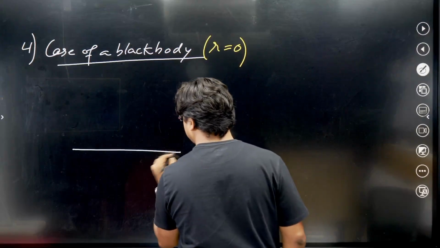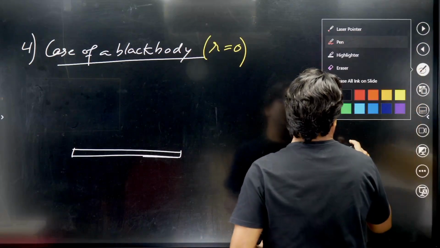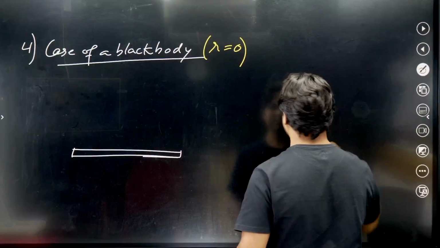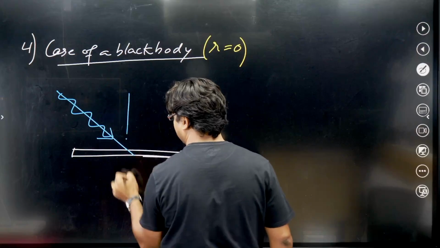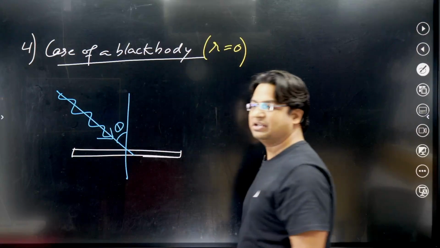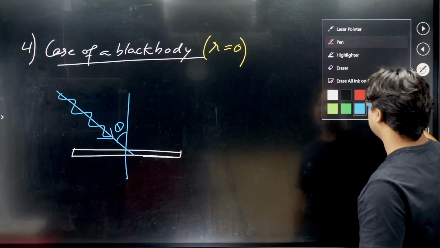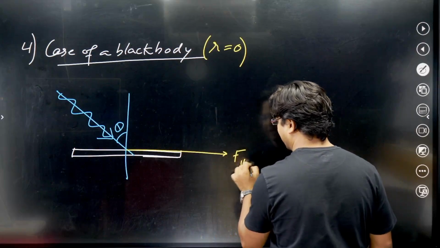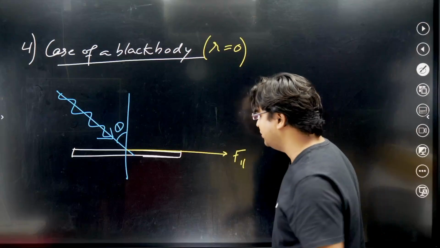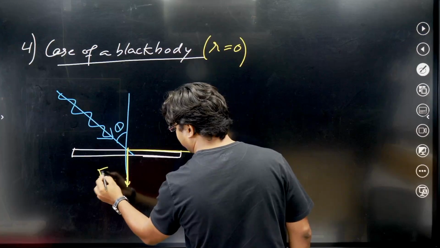So let's say this is the plate, and light is coming at an angle. Let's say from here light is coming. This angle is theta. Everything else is the same, like the symbols I'm keeping the same. Now let's say there was a force in this direction which was F parallel, because this time F parallel will be non-zero, and let's say this was F perpendicular.